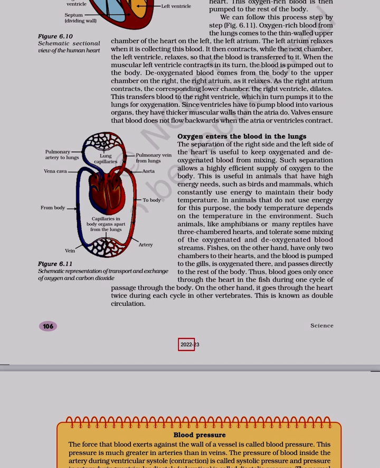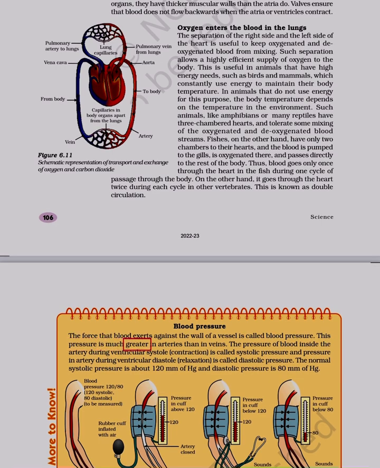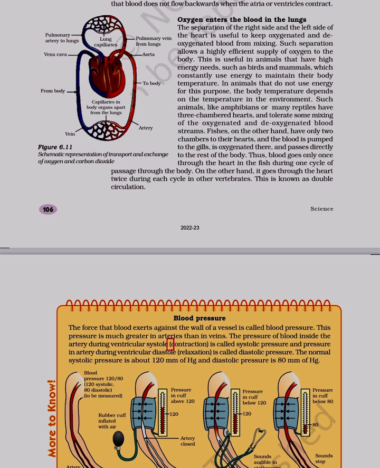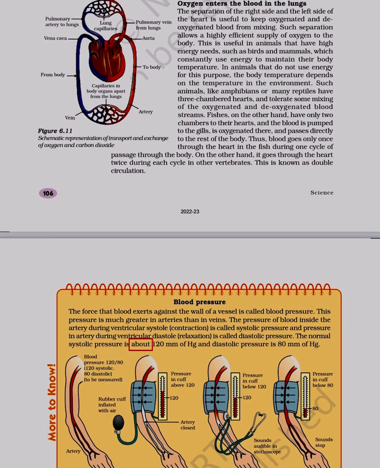Blood pressure. The force that blood exerts against the wall of a vessel is called blood pressure. This pressure is much greater in arteries than in veins. The pressure of blood inside the artery during ventricular systole (contraction) is called systolic pressure, and pressure in artery during ventricular diastole (relaxation) is called diastolic pressure. The normal systolic pressure is about 120 mm of Hg and diastolic pressure is 80 mm of Hg.